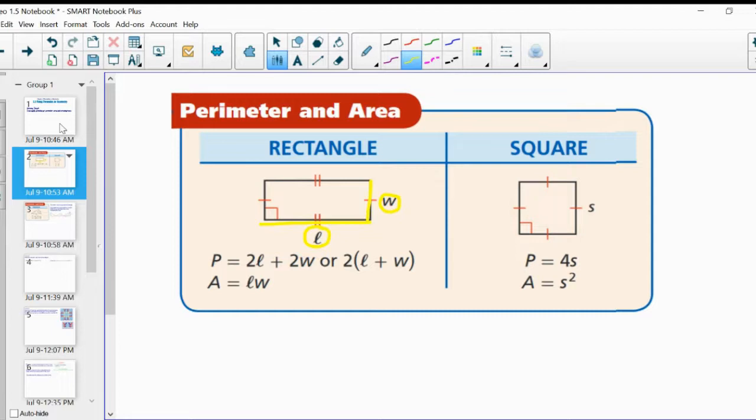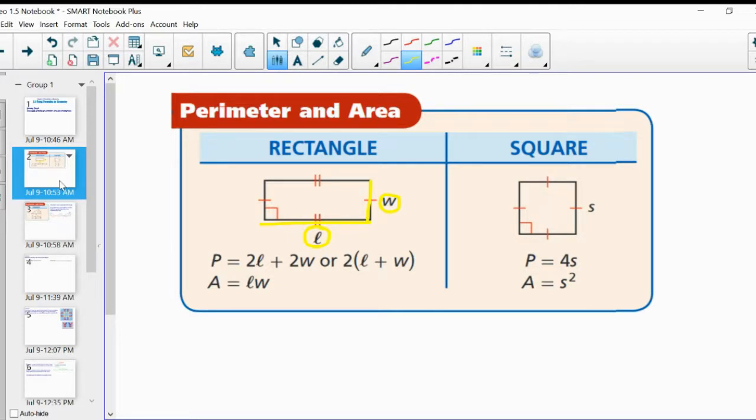So the first formula that we're going to look at is the perimeter of a rectangle. And really this probably is review for most of you. Sometime in middle school you probably studied rectangles and squares and triangles and circles and looked at some of these formulas for perimeter and area. But we're going to take it just a little bit further in this section.